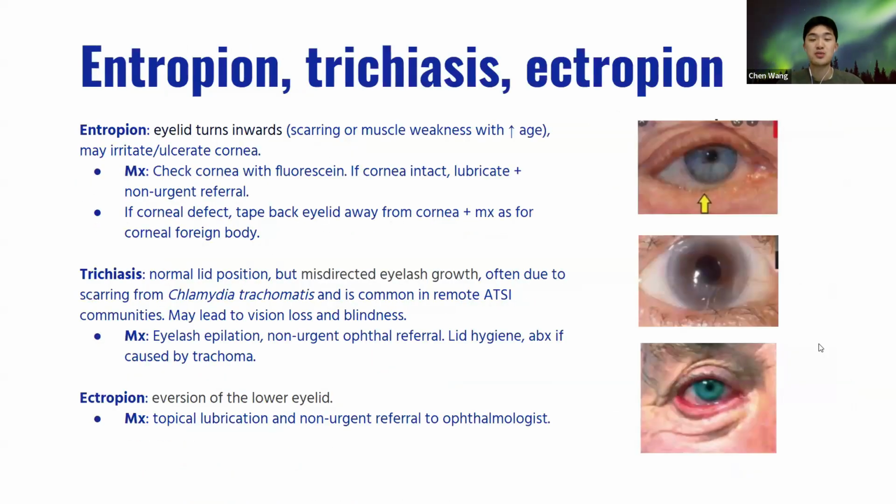Some quick notes on entropion, ectropion, and trichiasis. So entropion is when the eyelids are turned inwards. Ectropion is when the lower eyelids are being everted, so the eyelids are turning outwards. And trichiasis is when the lid is in a normal position, but the eyelashes are not, and the eyelashes are facing sort of towards the eye itself. It is very common for patients who have had trachoma, which is more common in the Aboriginal and Torres Strait Islander origins and communities of Australia.